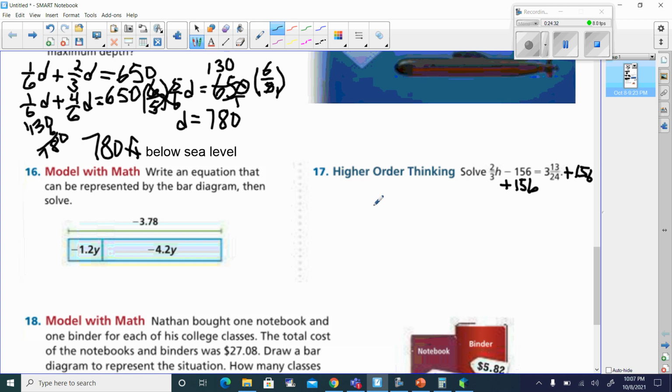So I'm going to try this here. 2/3 h, and I'm going to say it's equal to, remember they're both numbers here, 156, remember 3 plus 156 is 159, so I'm going to say 159 and then 13 over 24.